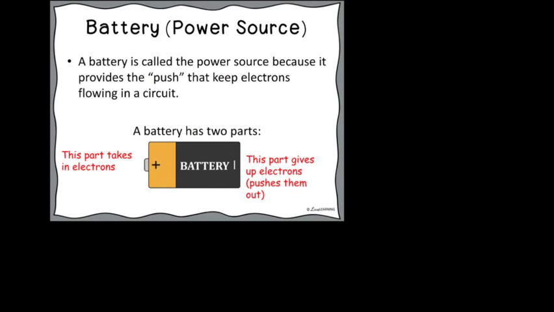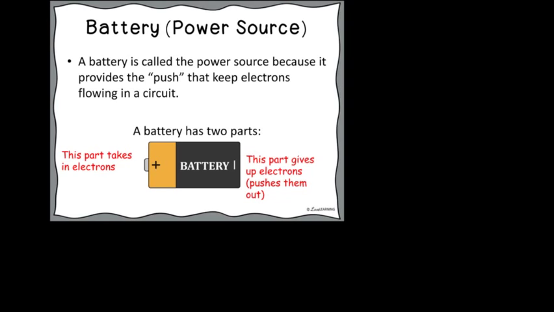So let's look at each of these parts. And as we look at each of these parts, I want you to write down the different things that you see on the presentation into your notes in the appropriate spot. So the first part of any simple circuit is the power source, the battery. So batteries are called power sources because they are the thing that provides the push that starts and keeps the electrons flowing through the circuit.